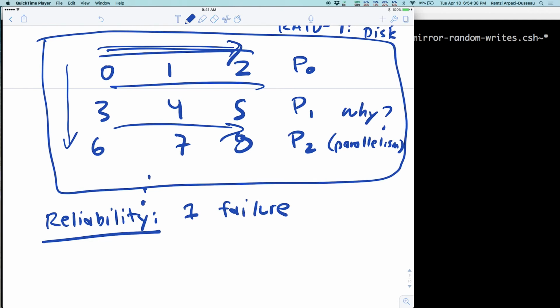If two things go away, well, we don't know. Then we don't have enough information to know if there should have been an even or odd number, because it could have been 0, 0, 0, 1, 1, 0, or 1, 1, and therefore we don't know. We don't have enough information. We can tolerate one failure.